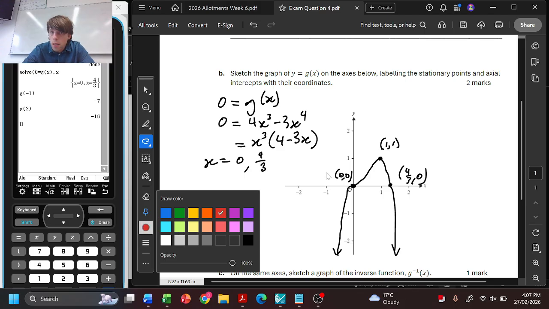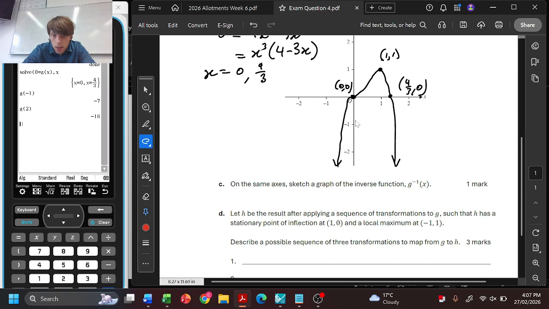Fantastic. All right, now there was a little typo with this next question, so I do apologize. Hopefully you figured it out. But yes, it says on the same axis, sketch a graph of the inverse function. The inverse for this is not a function, so let's just say sketch a graph of the inverse. Hopefully we can now try and answer the question, but let's suppose this was the question.